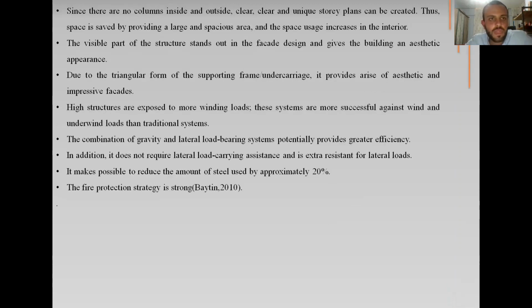Since there are no columns inside and outside, clear and new story plans can be made. Thus, space is saved by providing a large and spacious area, and this space use increases in the interior. Due to the triangular form of the supporting frame, it provides aesthetic and impressive effects. The fire protection strategy is strong.